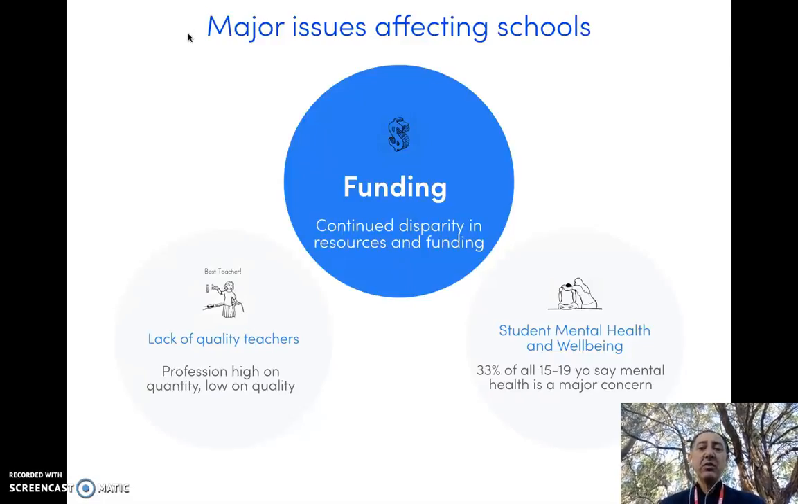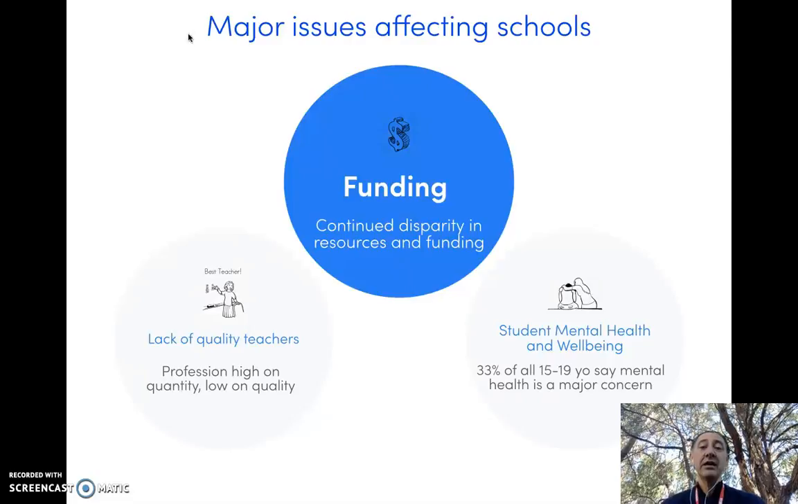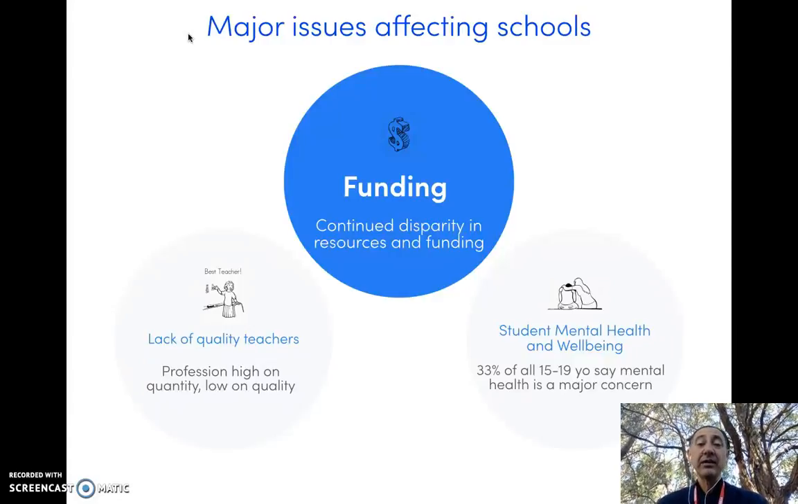The other area that is growing in concern for us is the impact of mental health and well-being on young people. Over 33%, over a third of all young people aged between 15 and 19 say that their mental health is their number one concern. That obviously has an impact on their education, on their learning, on their achievement, on their state of mind.